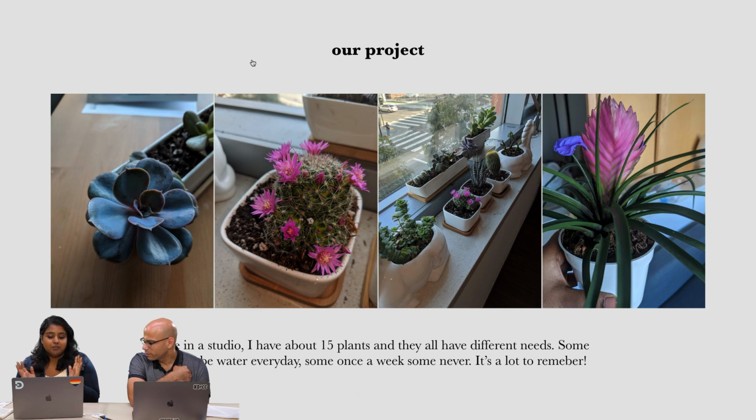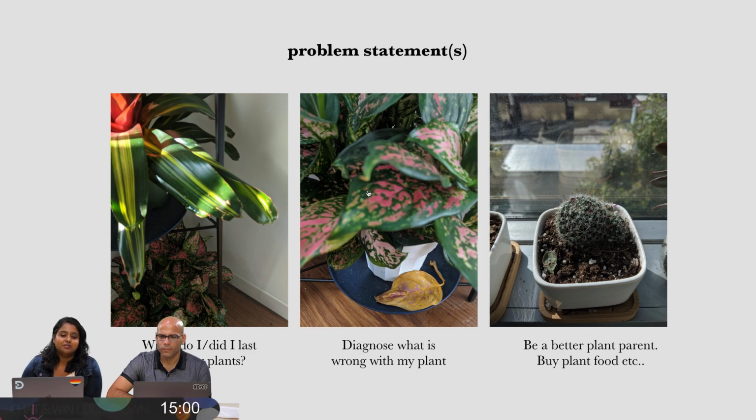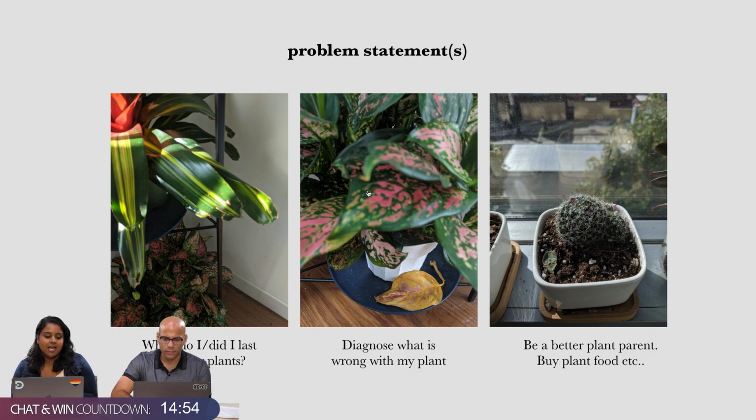I have about 15 plants and all of them have different needs. Some need to be watered every day, some once a week, and some never. And it's a lot to remember because you can kill plants by watering them too much or not watering them at all, as is obvious. So I was trying to think of some problem statements, and of course it was very easy because I would be the core user of this project.